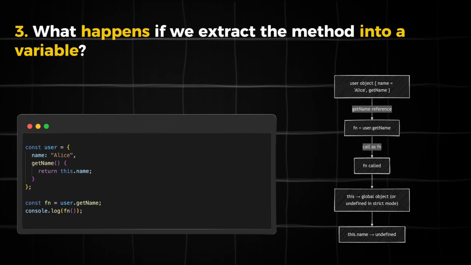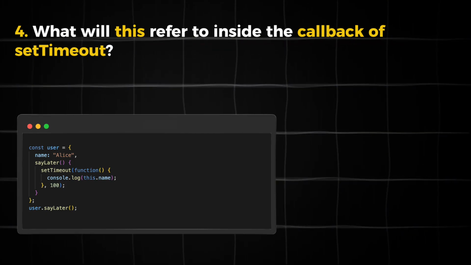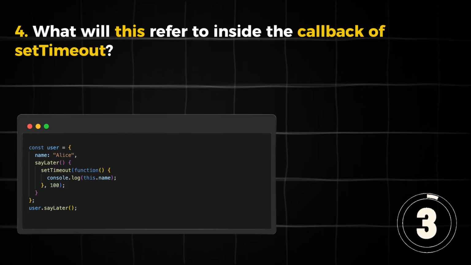That means this.name is not the username, it's undefined, unless window.name is set in a non-strict browser. Number 4. What will this refer to inside the callback of setTimeout?